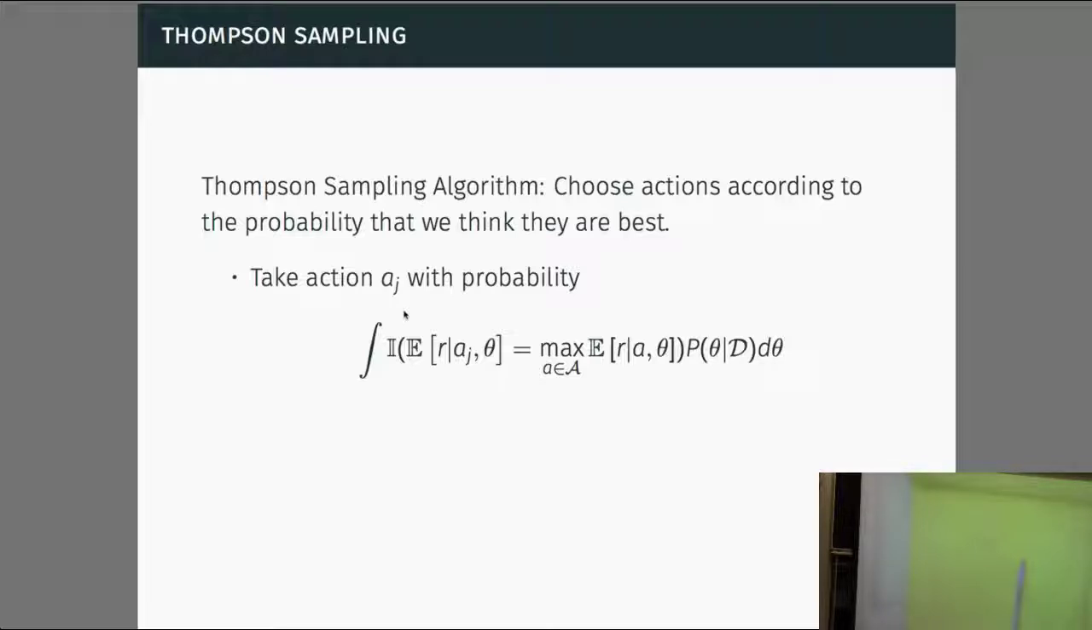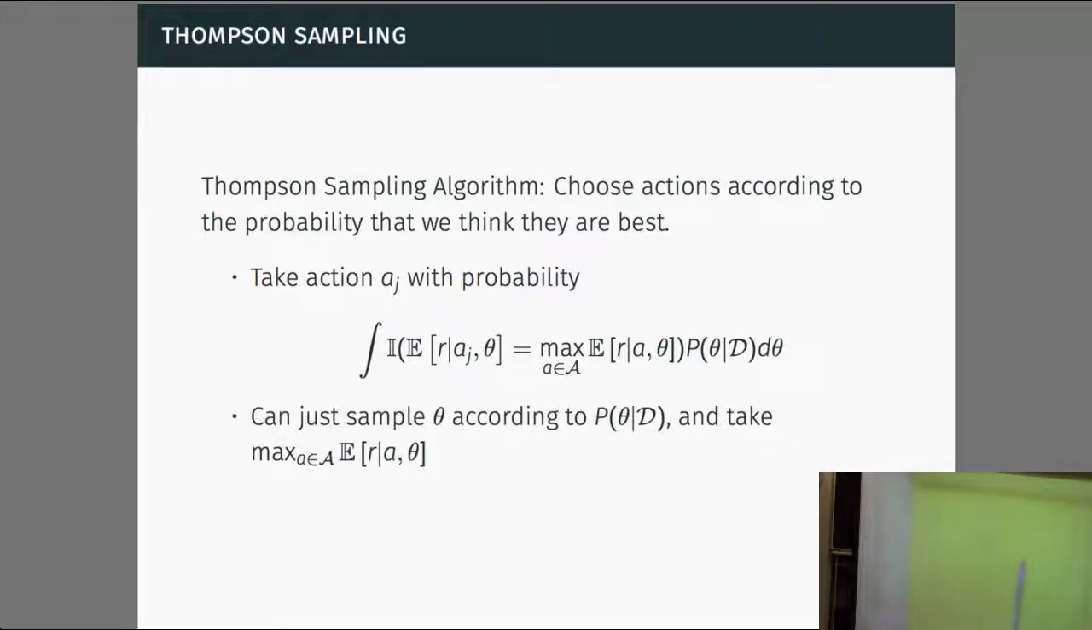It's in the name of the algorithm. Yeah, so we're going to sample. We're not going to actually compute this integral. What we're going to do is sample a theta according to our posterior distribution over theta, given the data. That rhymes. And then we take the action that's optimal with respect to that theta, right?